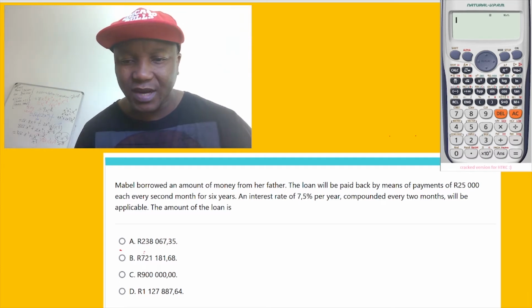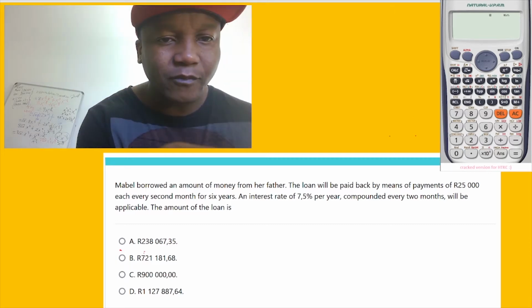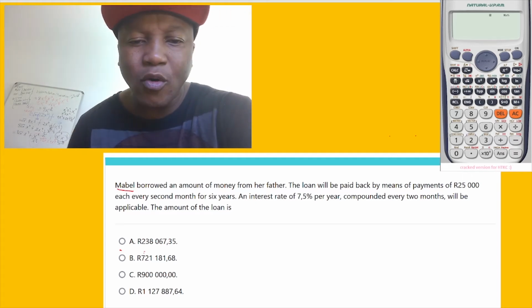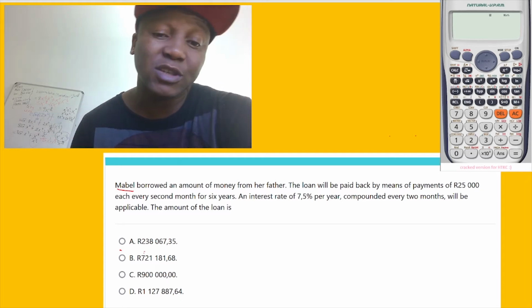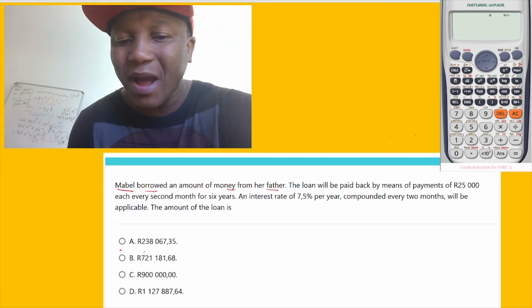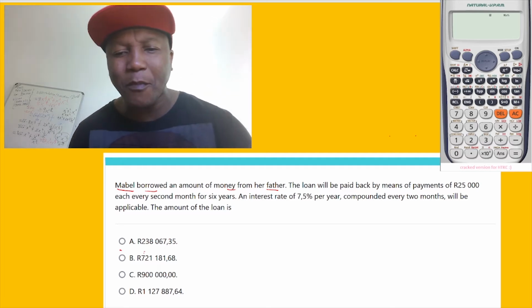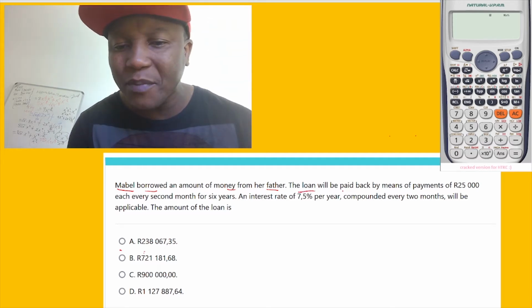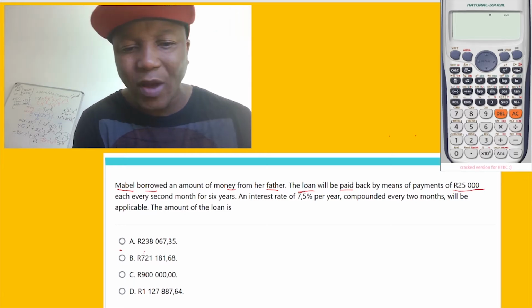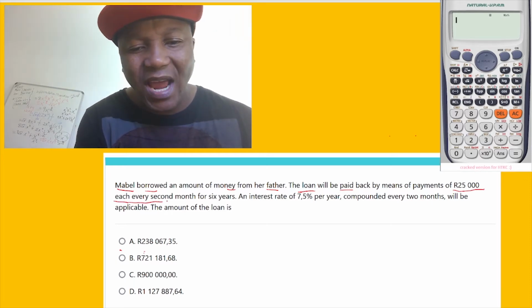Let's get started with this question right here. So let's say here, solve this question. It's easy. So Mabel, or mabal, it depends on your language of origin, borrowed an amount of money from her father. The loan will be paid back by means of the payment of this amount for each and every second month.